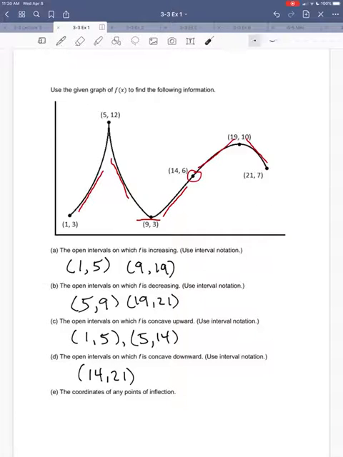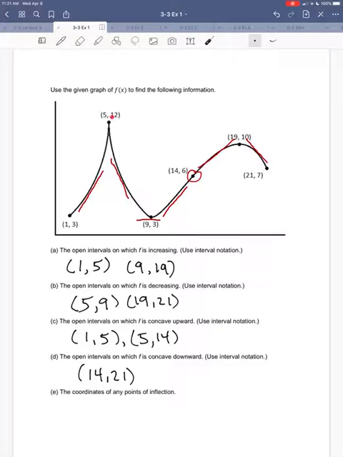So then the last question here, any points of inflection? A point of inflection is where the concavity changes. So it changes from concave up to concave down. So this point 5, 12 is not a point of inflection. It's concave up on the left of that point, and it's concave up on the right of that point.